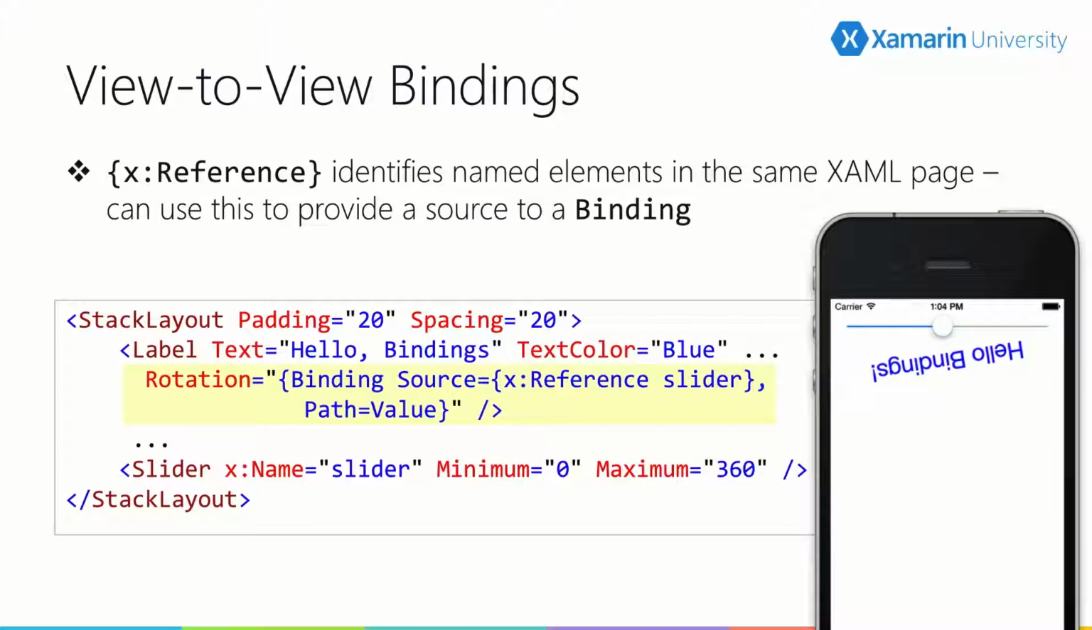In this example here, we have a label and we try to set the label's rotation attribute. And we want to make this rotation dependent on the value of a slider, which means our source object is the slider. We can reference it using x:Reference slider, where slider is the name. And we specify the path. Our slider has a value property. That means path would be equal to value. And as a result, as you drag the slider, the rotation angle of your label will be updated in real time. And you don't have to write a single line of code to achieve that.